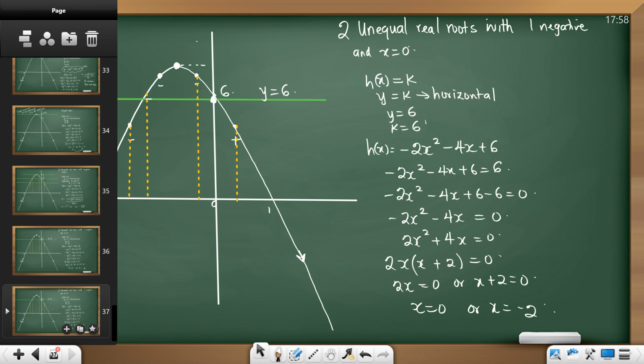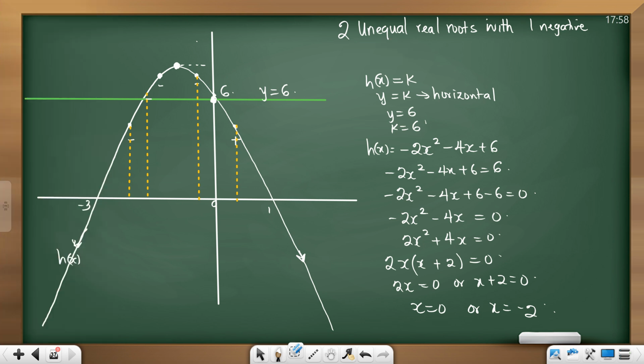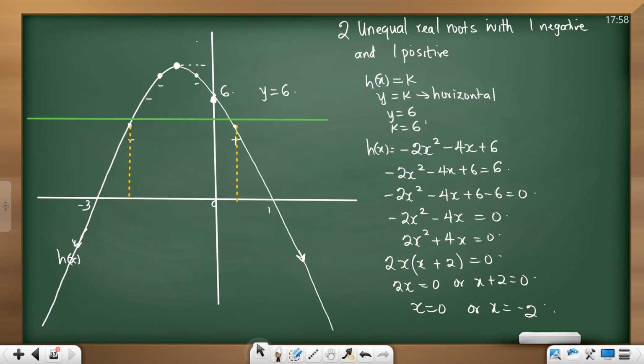I want two unequal real roots, one negative and one positive. Again, I am working with my green line. Do you notice once I come below 6, check. Anywhere below 6 will give me that value, because at 6, I'm getting 0 and negative. Once I come below 6, one is negative, one is positive. So y should be any value less than 6. Give me a value. 5. So let's say k equals 5.